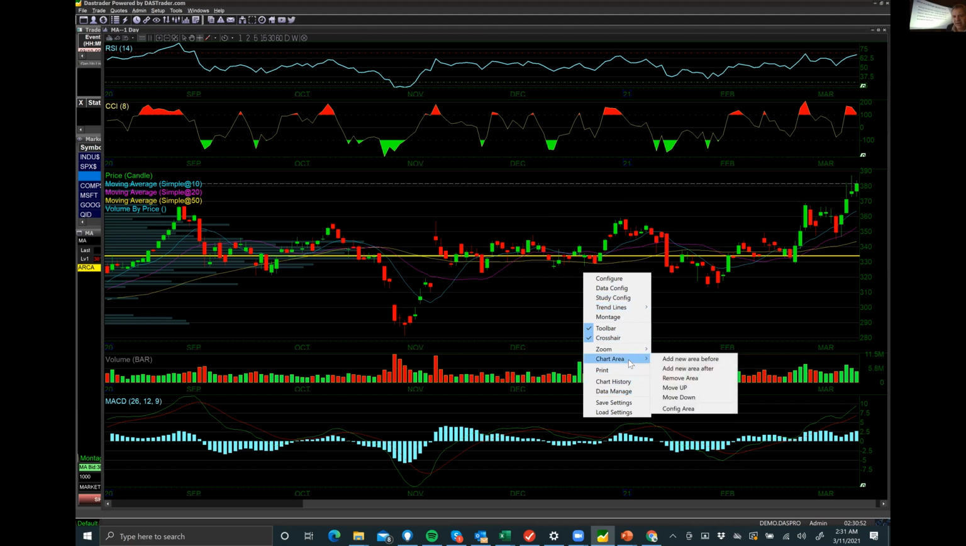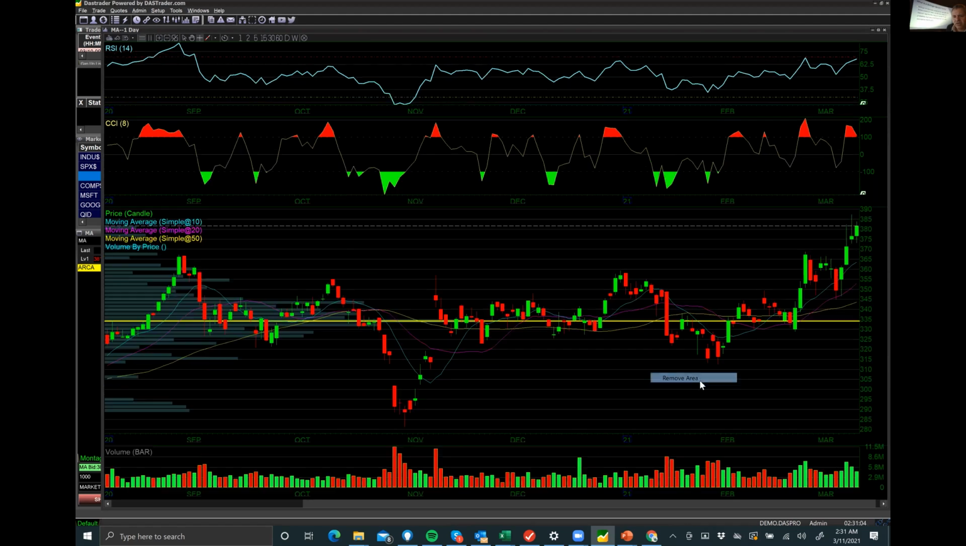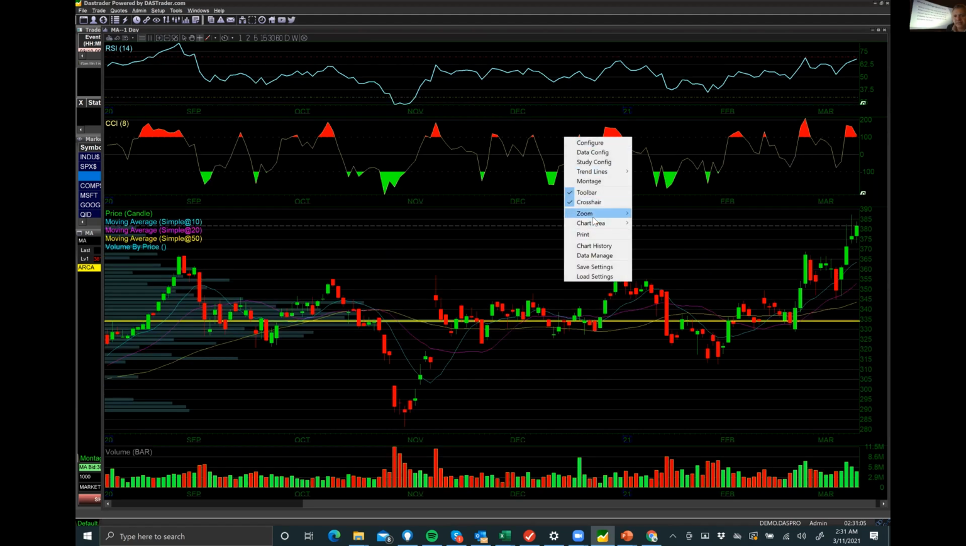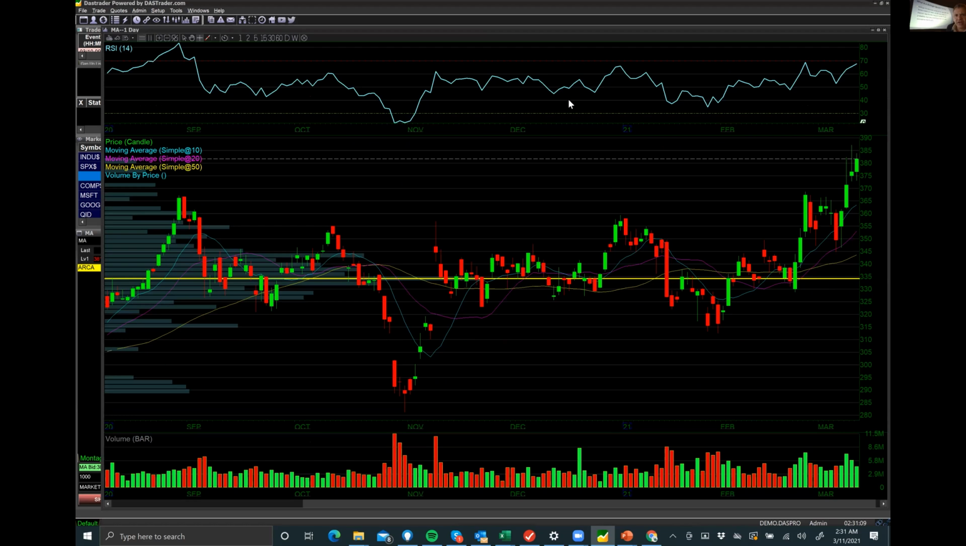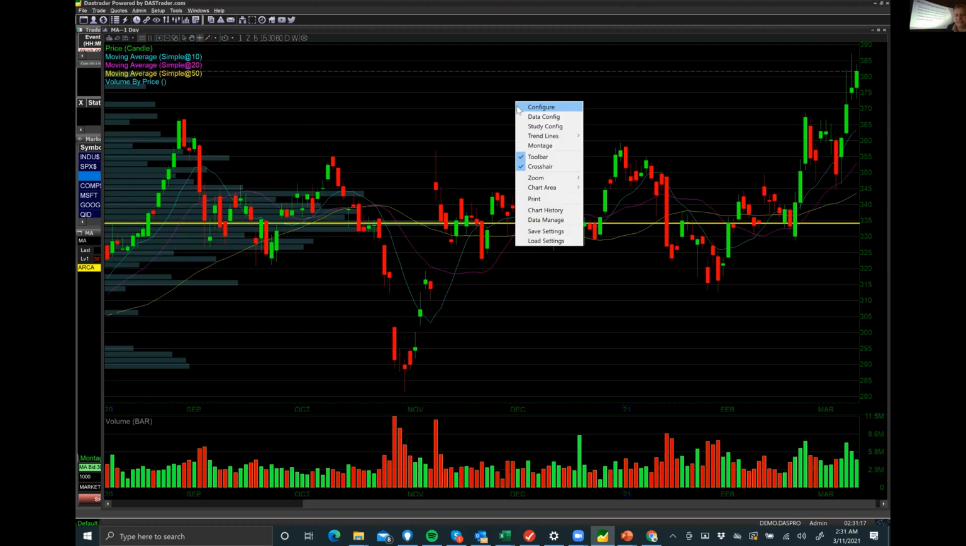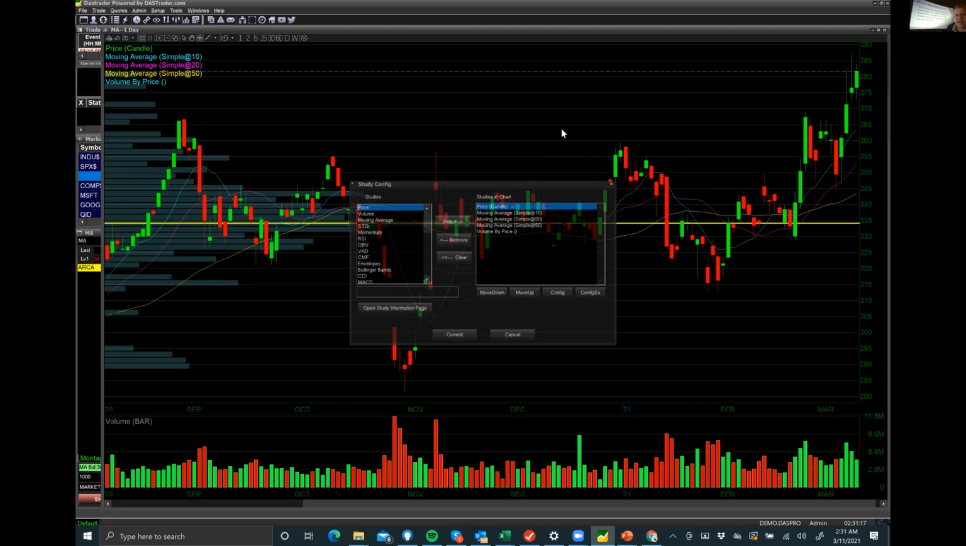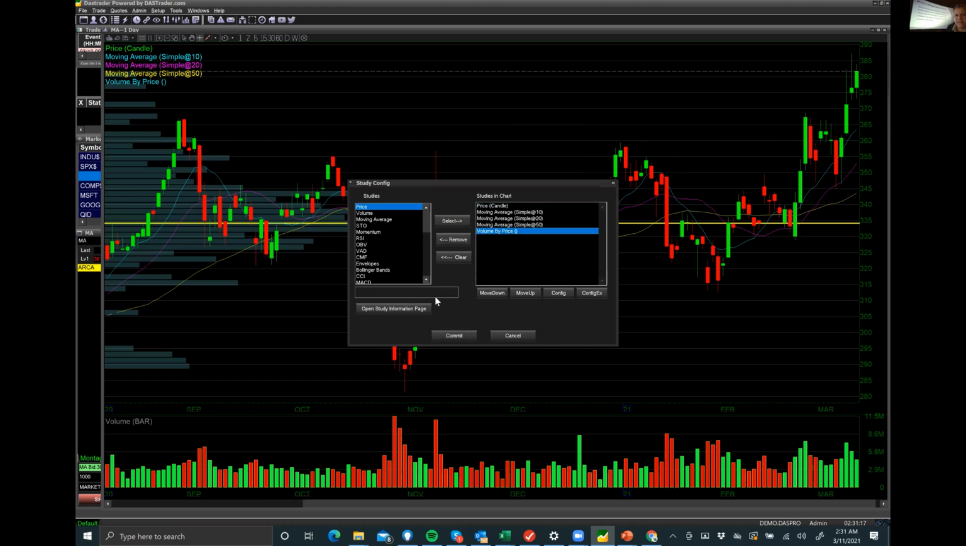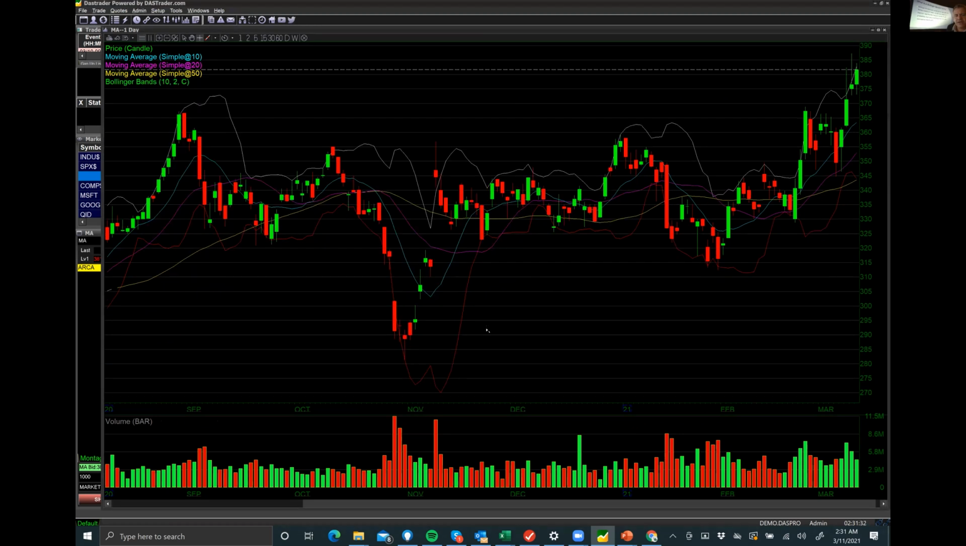So let's take these out, go to chart area, we hit remove area, we go to chart area, remove area, and then we just go chart area, remove area. And I'm also going to go to my indicators, study config, and I'm going to take out my volume by price, and I'm going to add on my Bollinger Bands. Okay, and voila, we have our Bollinger Bands.